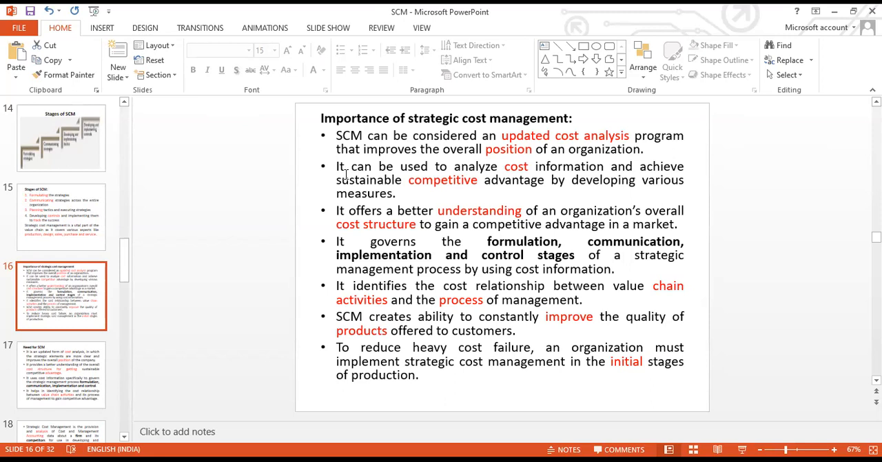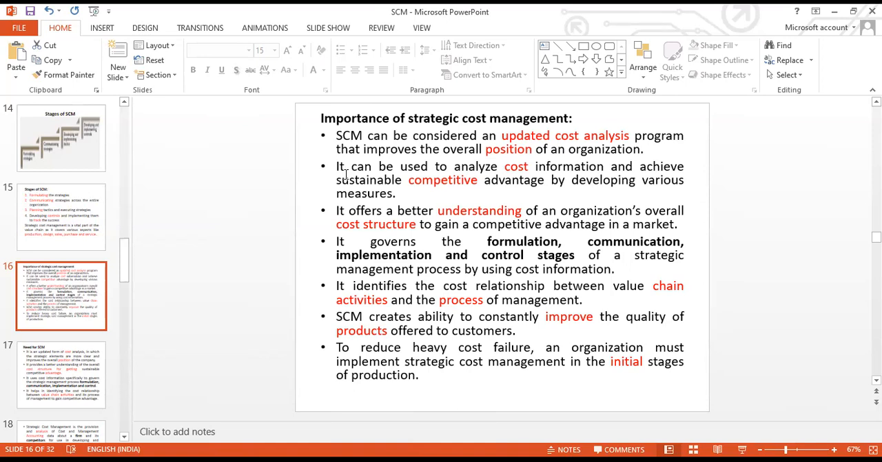Getting this? Because if you keep a competitive price in the market, automatically customers will link with my product. Customers will purchase my product. Getting this? So whenever we are going to decide the price of the product, at that time my price should be very competitive compared to my competitors.